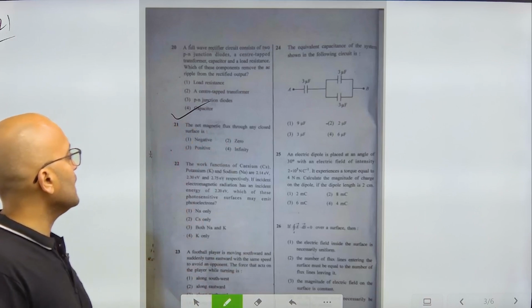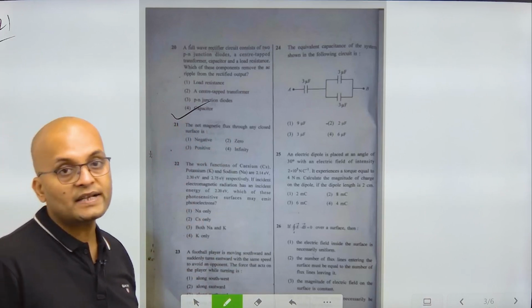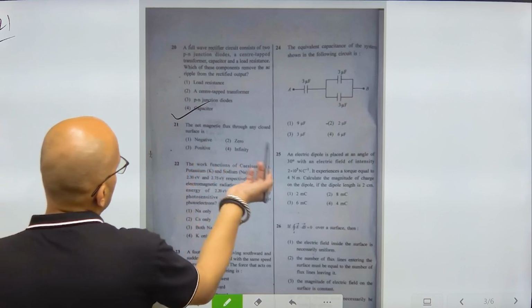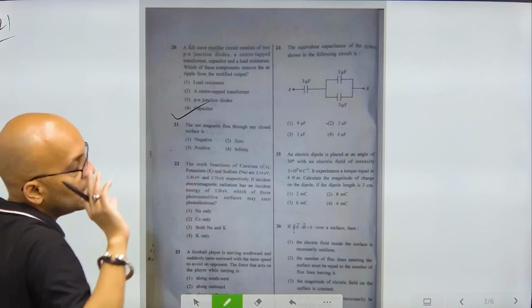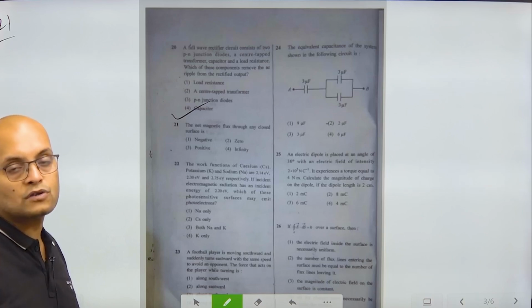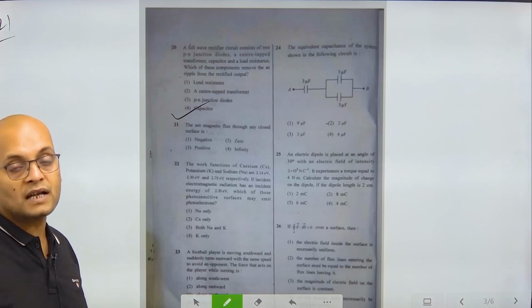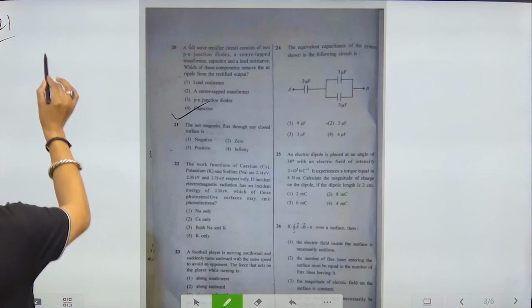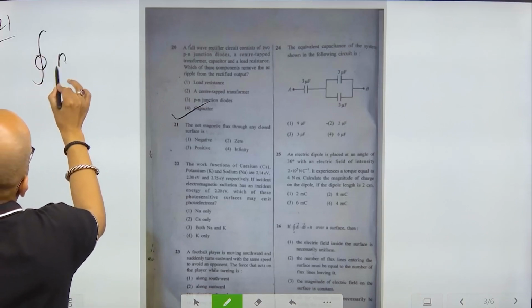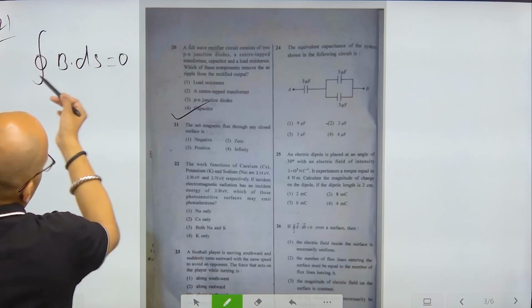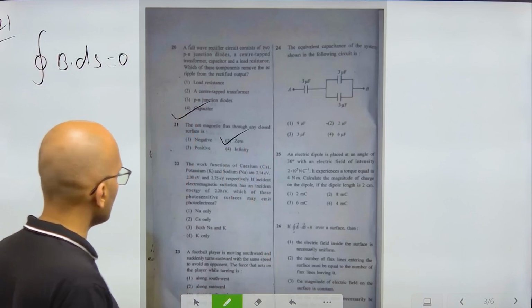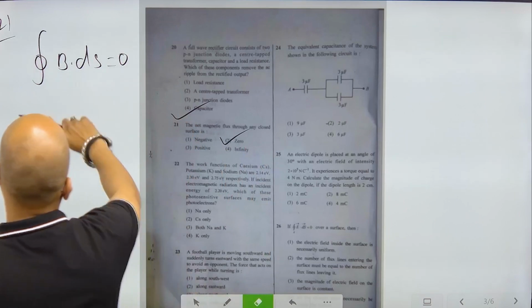So net magnetic flux through any closed surface. It is asking what will be the net magnetic flux through a closed surface. Everyone knows that magnetic flux in a closed surface is zero because there are no magnetic monopoles. Yes or no? Basic formula. Option 2. Next question.